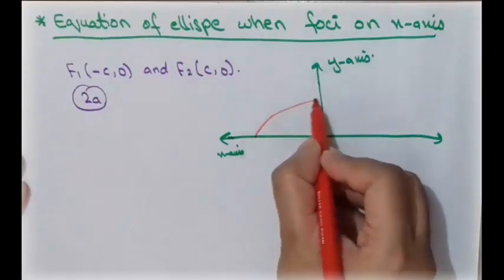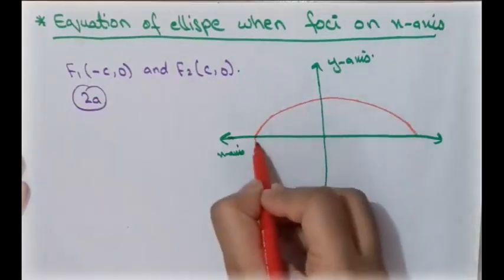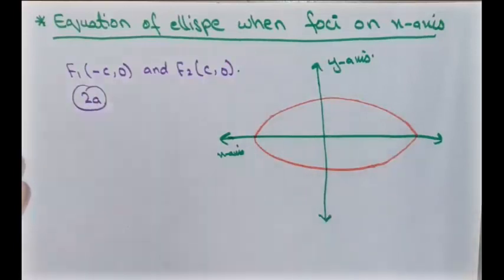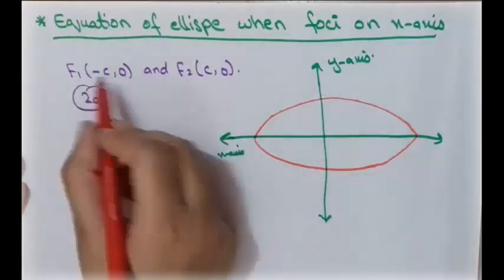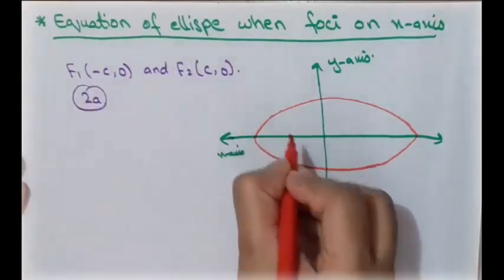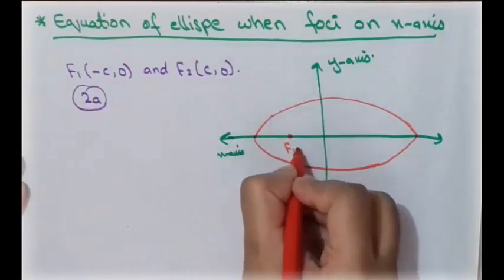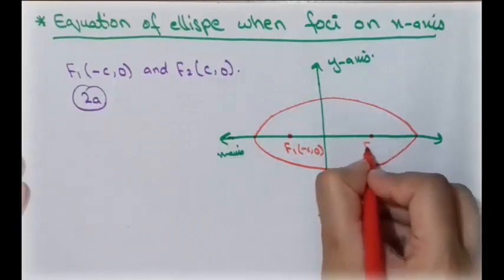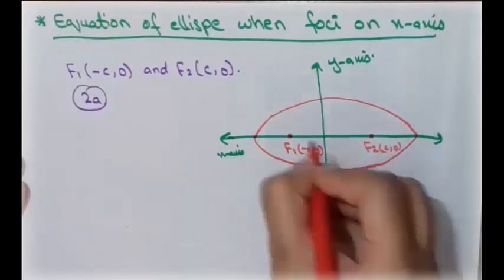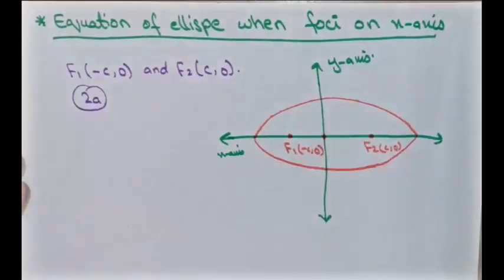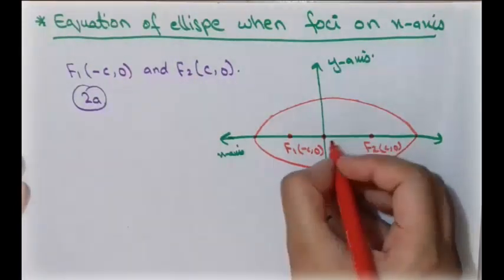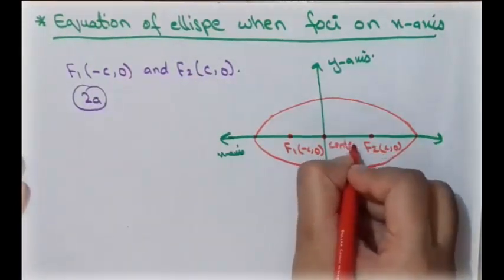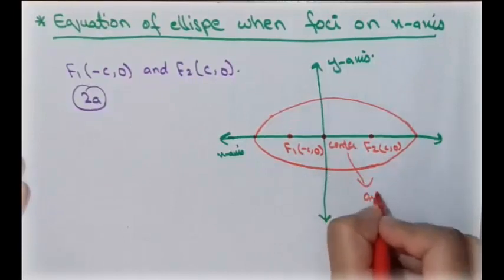So I have the ellipse shape just like this form, and I have two focus points: this focus point, which is F1, at (-c, 0), and here is another focus point, which is F2, at (c, 0). In that case, I have a center at the origin. This is the center, which is the origin.